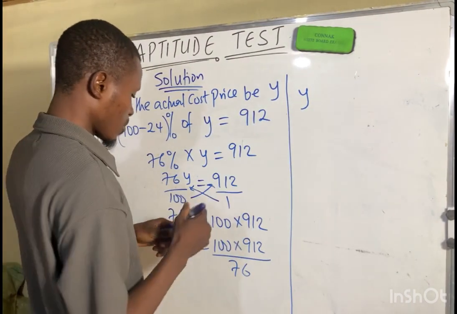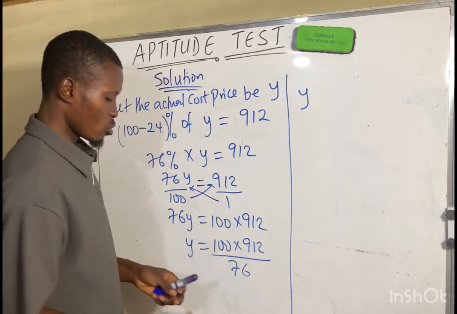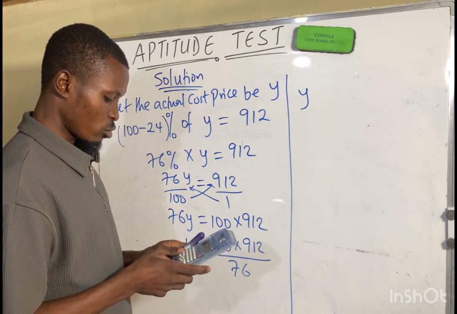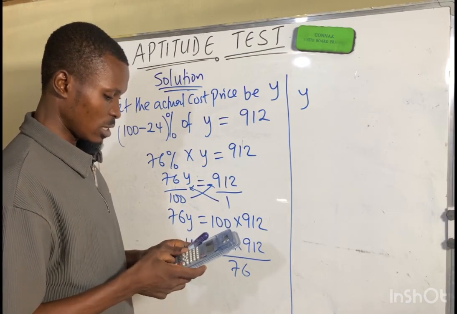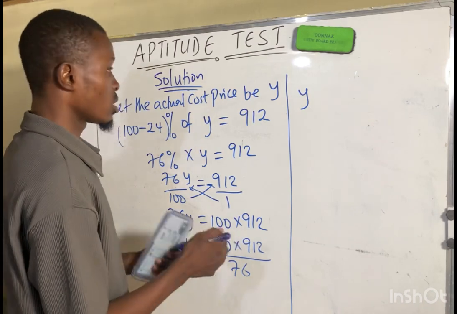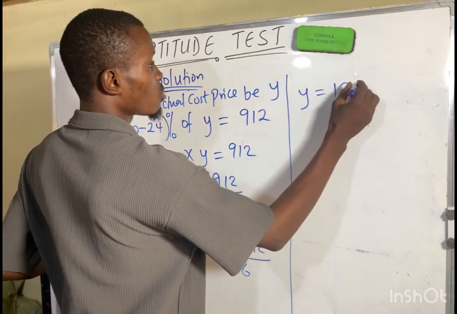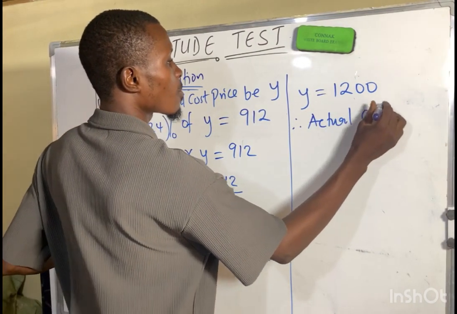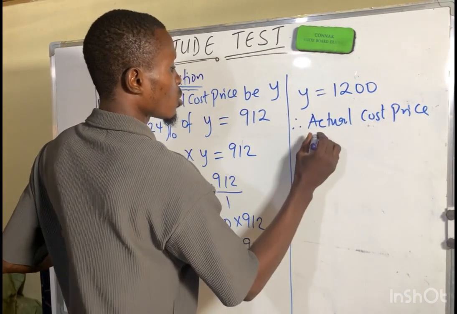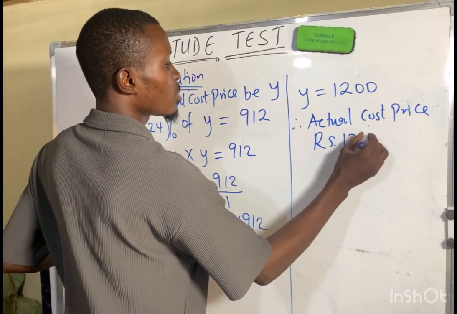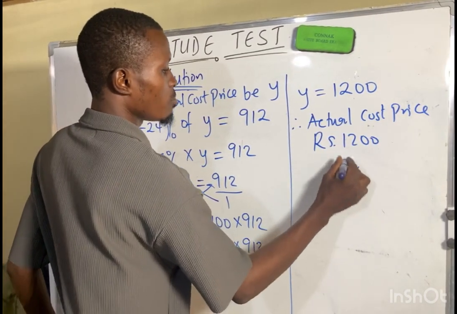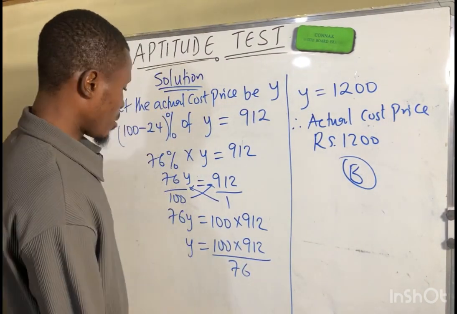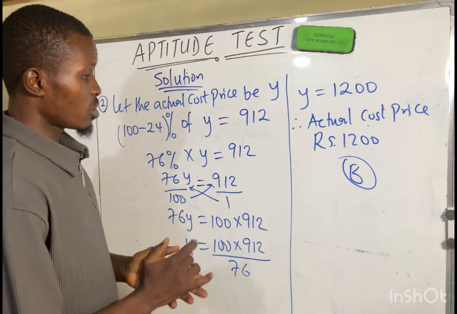So your y is 100 times 912 divided by 76, which is 1200. So our y is 1200. Therefore, the actual cost price is 1200 rupees. That is given by option B.